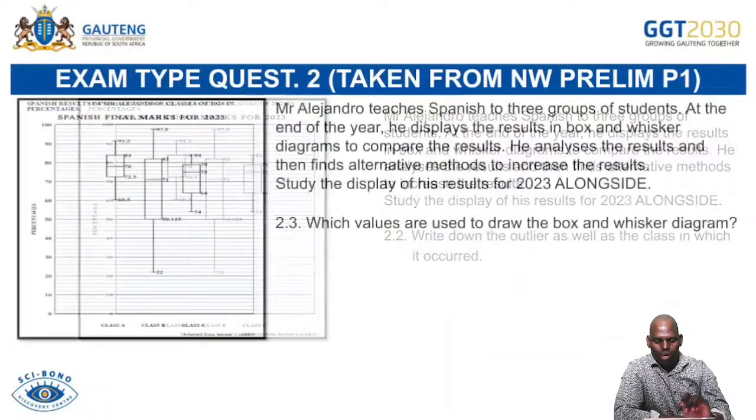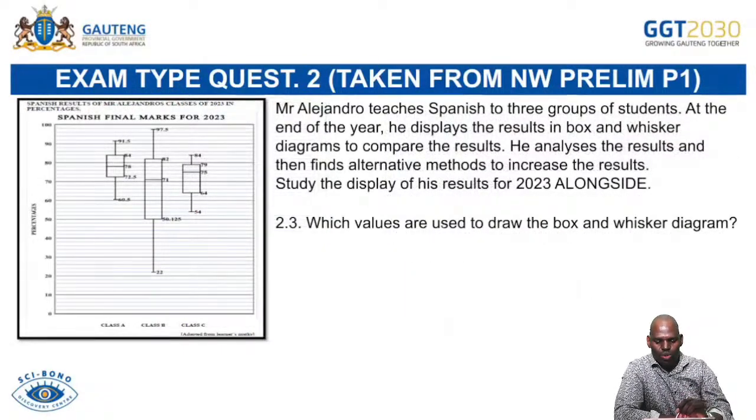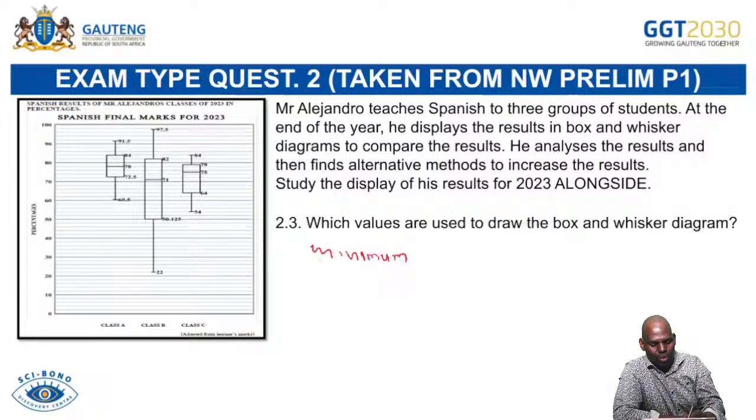Okay, so going back to our question, they ask which values are used to draw the box and whisker. We know that it's the minimum, and then we know that it's quartile 1, and then quartile 2. Some of you will say it's the median, and then we've got quartile 3.